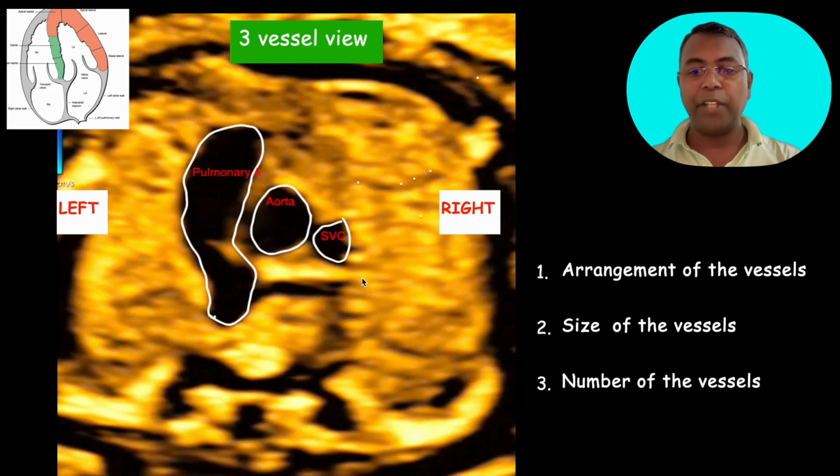Also, we should look at the number of the vessels. Usually we see three vessels, but in certain conditions there can be an additional vessel somewhere here, which is the persistent left SVC. There can be some vertical veins also, depending upon certain cardiac anomalies.